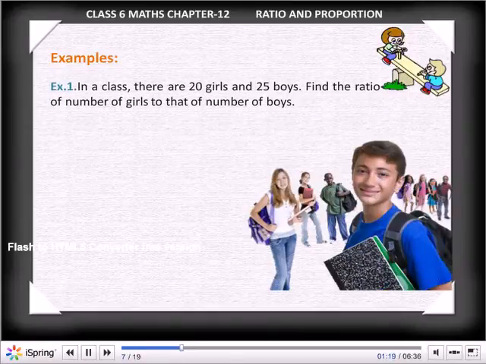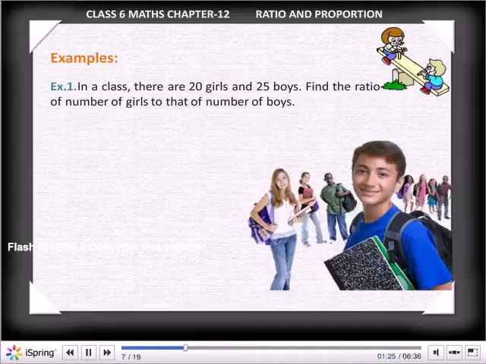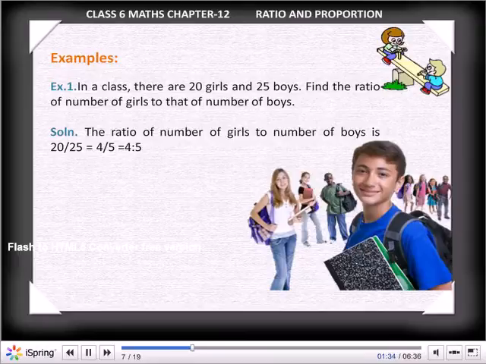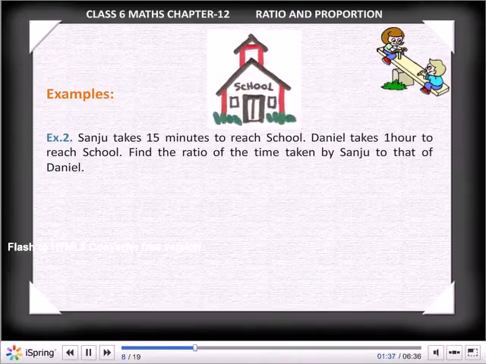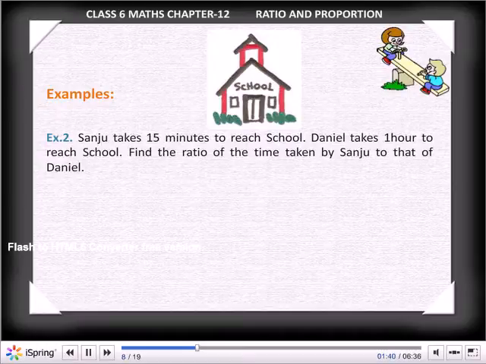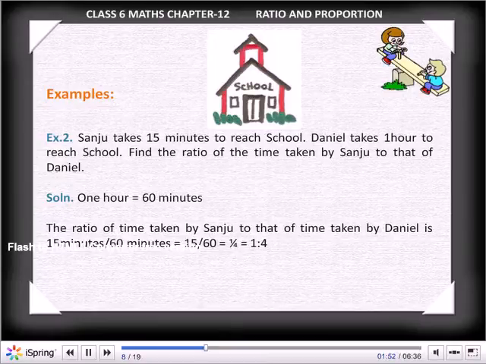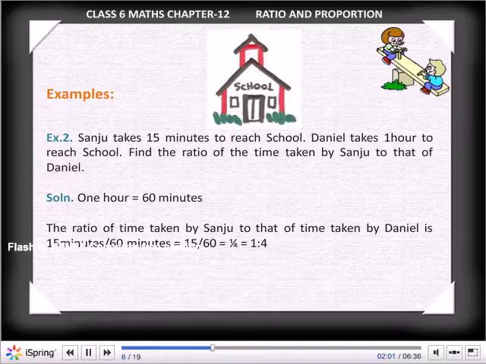Examples. Example 1. In a class, there are 20 girls and 25 boys. Find the ratio of number of girls to that of number of boys. The ratio of number of girls to number of boys is 20 by 25, which is 4 by 5 or 4:5. Example 2. Sanju takes 15 minutes to reach the school. Daniel takes 1 hour to reach the school. Find the ratio of the time taken by Sanju to that of Daniel. 1 hour is equal to 60 minutes. The ratio of time taken by Sanju to that of time taken by Daniel is 15 minutes by 60 minutes, that is 15 by 60, or 1 by 4, which is 1:4.